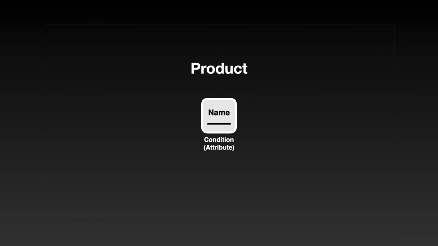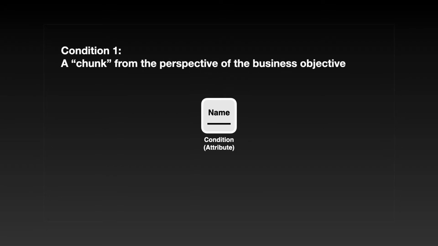A product is an entity created by a productive activity. Also, we set two conditions for a product in the PReP model. The first condition is that a product should be a chunk. A chunk is a conceptual unit that functions in light of the business objective.